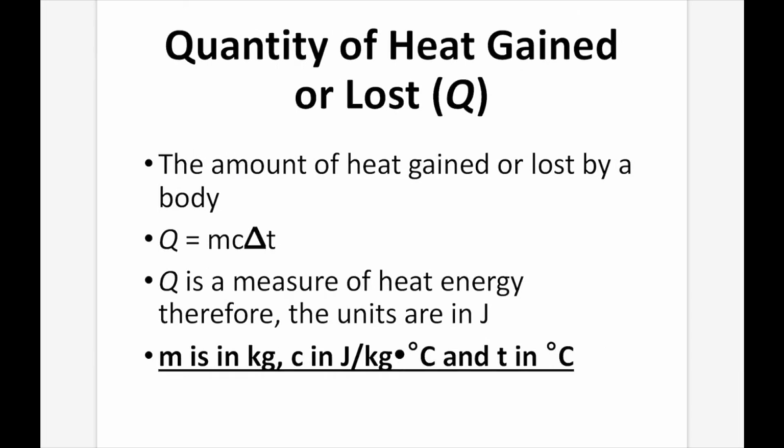Q is the amount of heat gained or lost by a body, and it's equal to mc delta T. M is going to be mass in kilograms, C is going to be our specific heat capacity that we just talked about in joules per kilogram times degrees Celsius, and delta T is going to be our change in temperature in degrees Celsius. Q is a measure of the heat energy, therefore the units are in joules.